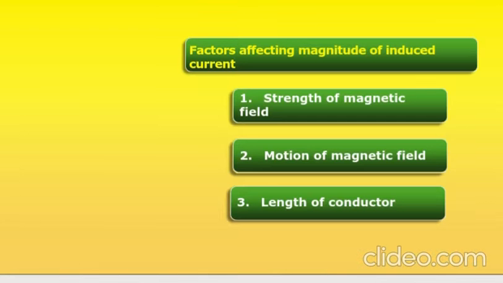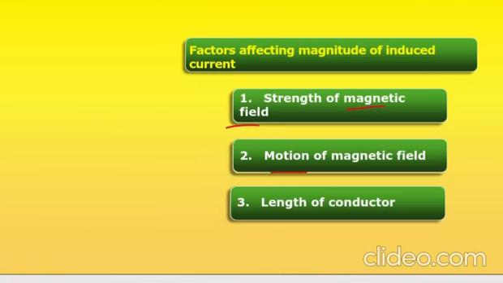So this was the law of EMI. And the factors affecting the magnitude of this current are what? First thing, the strength of the field. The field strength is the most important thing. How strong it is, that much factor is imputed here.